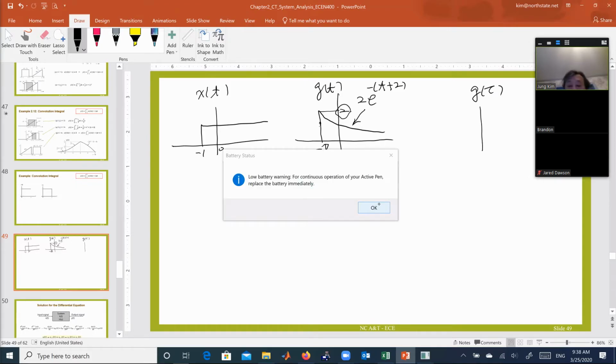What is that? Low power for continue operation to active pen. Low power, I changed it minutes ago.